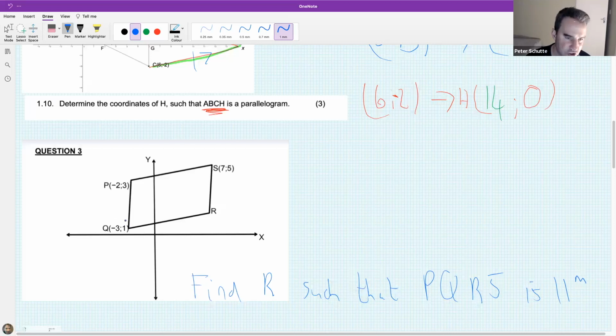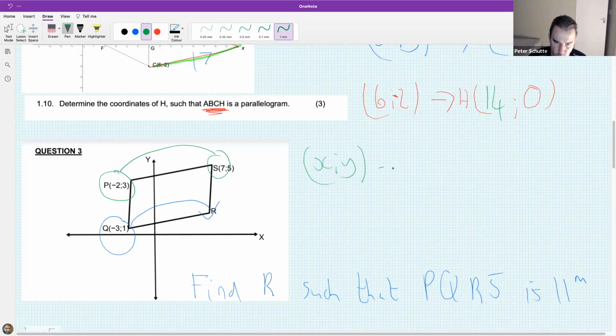I can either start by saying, look, I want to go from P down to Q, and then using that information, I can go from S down to R. Or the other way of doing it is to say, what is the journey to go from P to S? And then whatever journey I get for that, I start at Q and I go to R. I'm going to use the green route first. I write down the point X, Y.